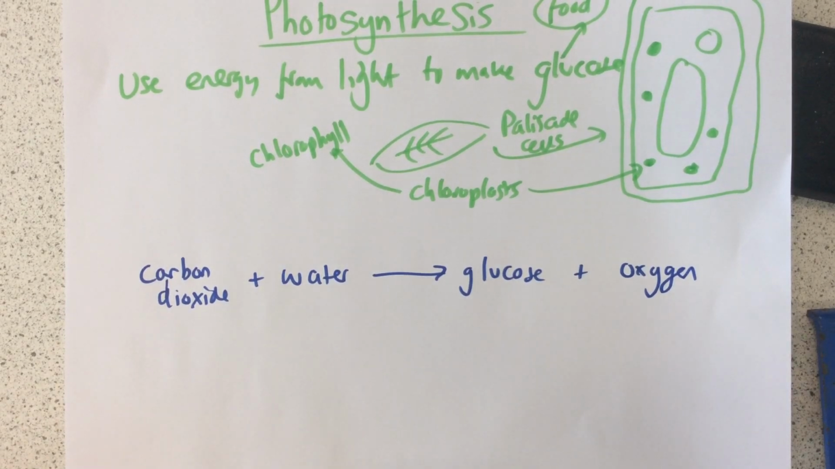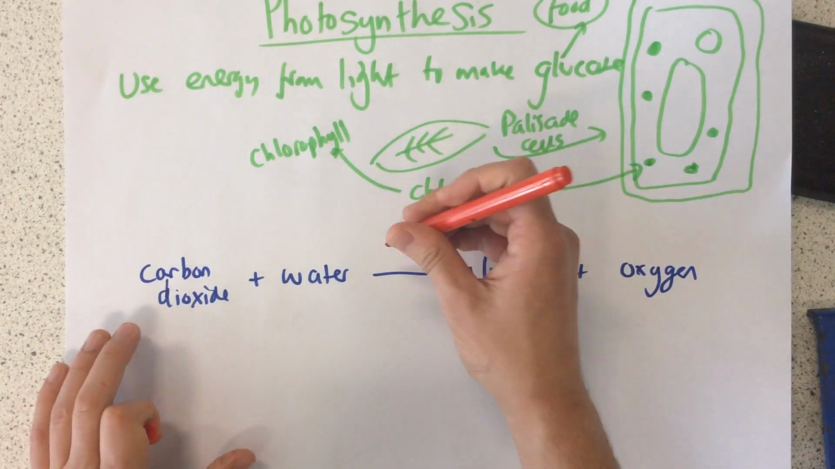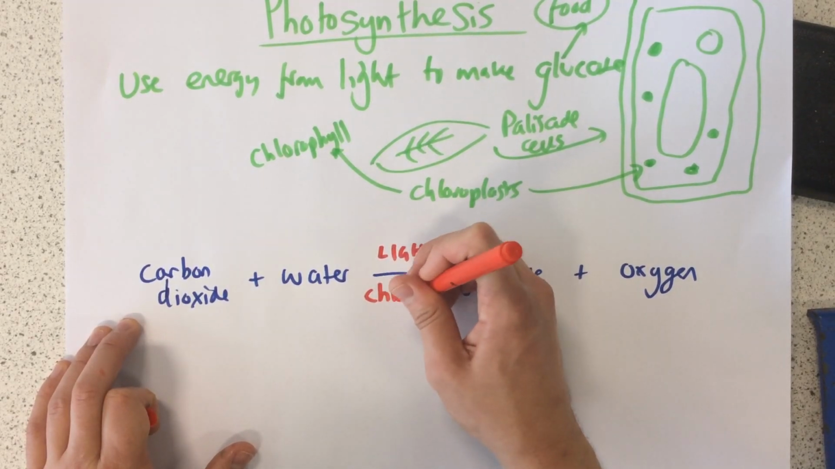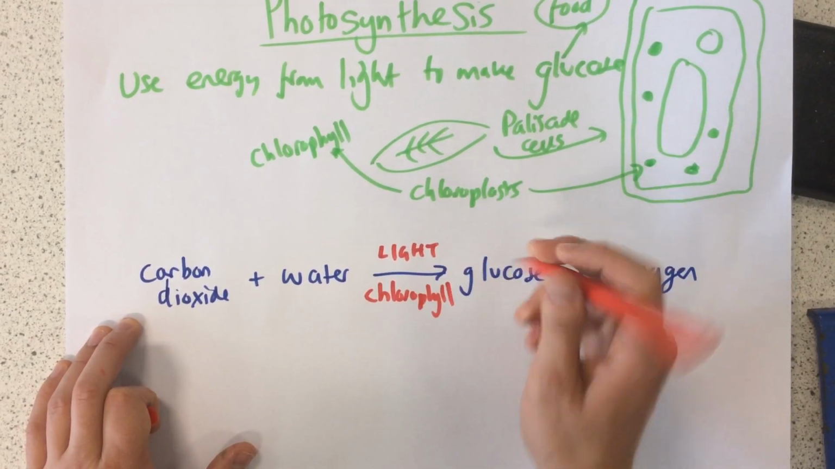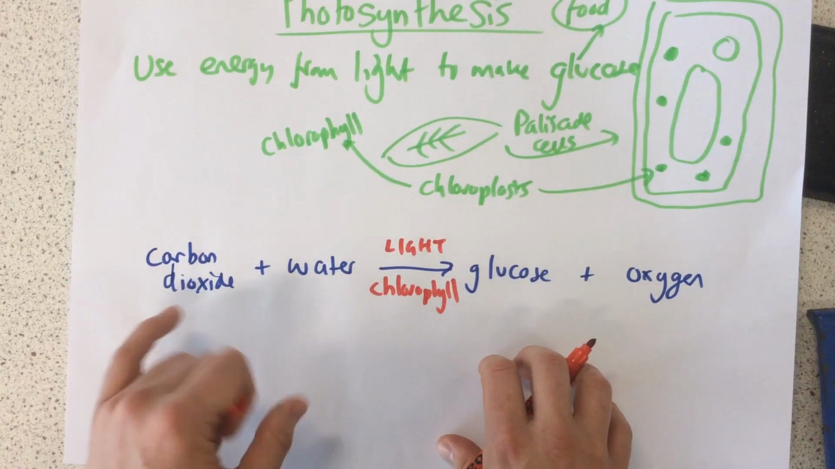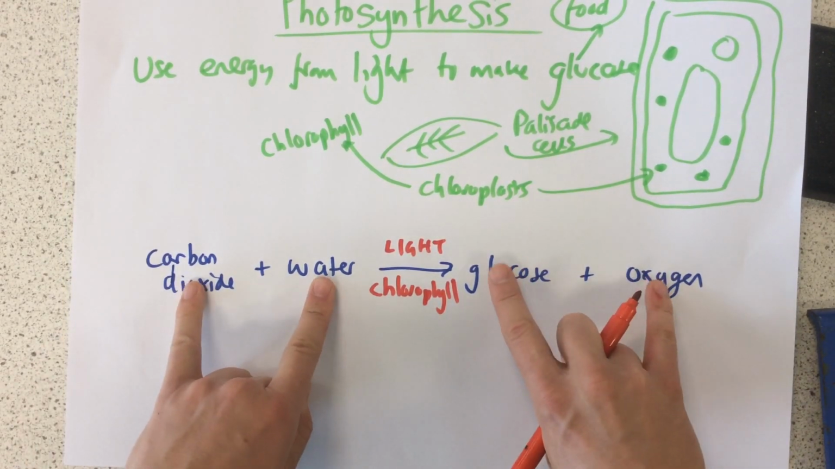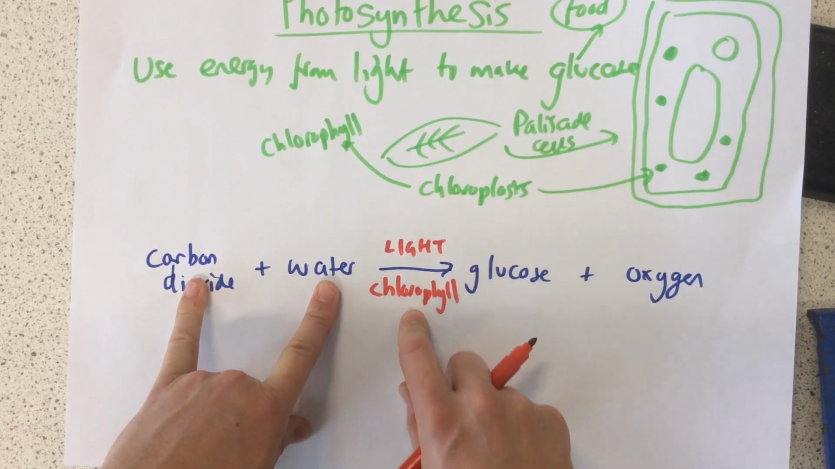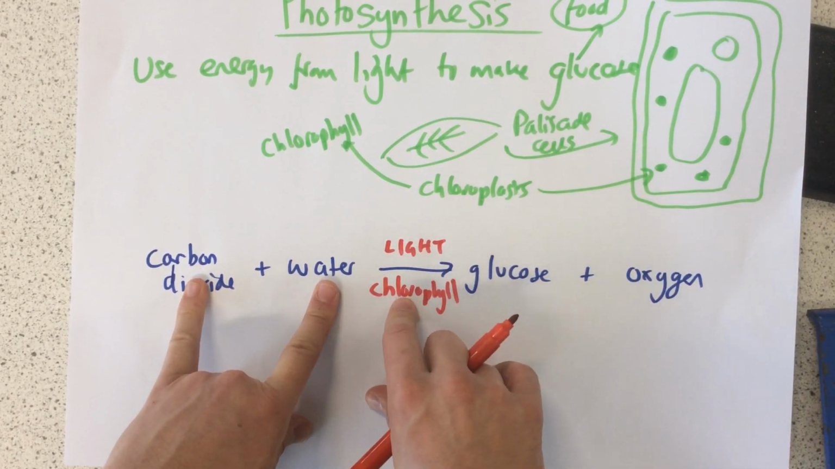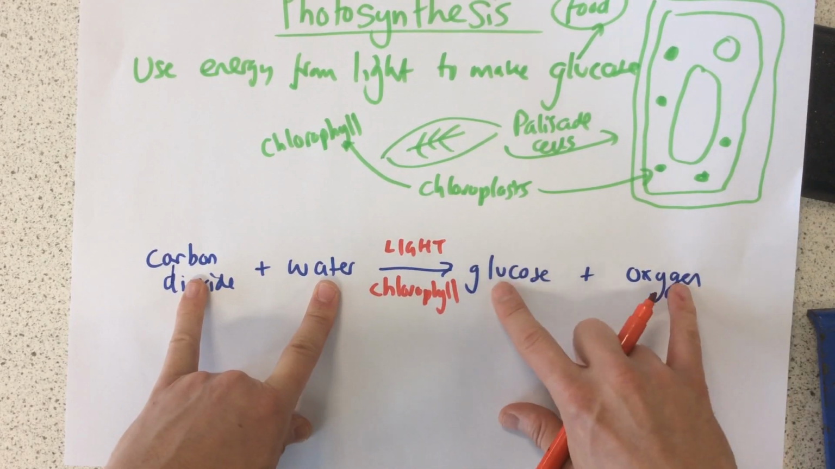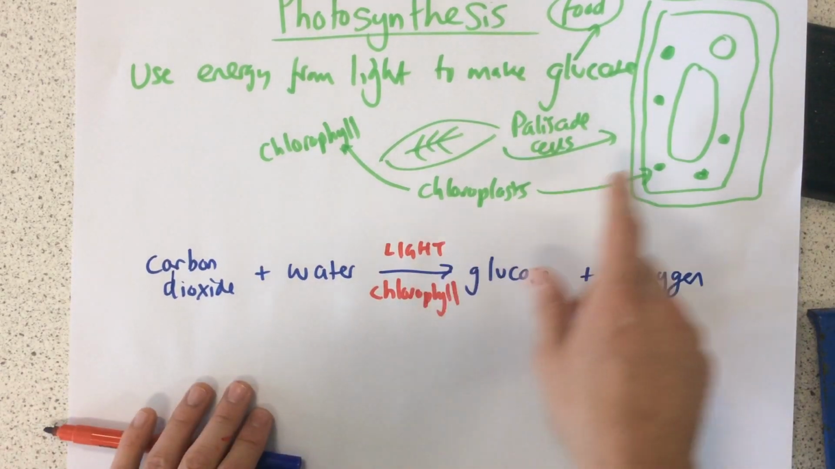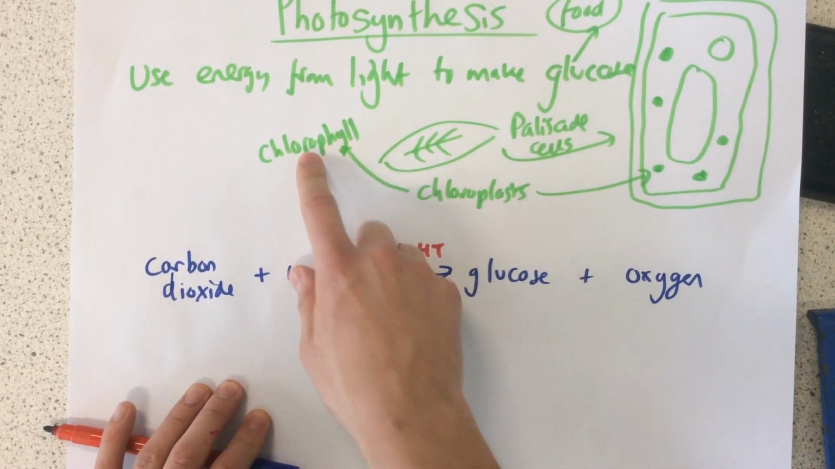The other thing is sometimes you might see the equation with light and or chlorophyll written above or below the line. Notice how they're not actually written as products or reactants, they're written above or below the arrow. This shows we need these things in order for the reaction to occur, but they're not products and reactants within themselves. Because photosynthesis will only work if there's light, and it only works if there's chlorophyll.